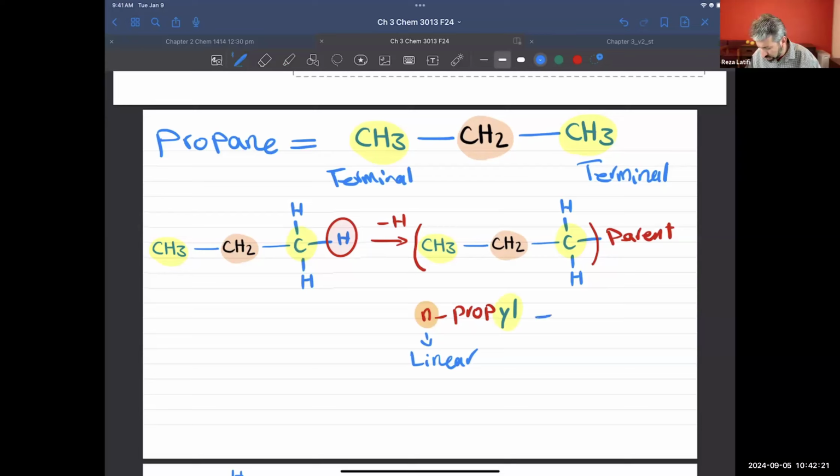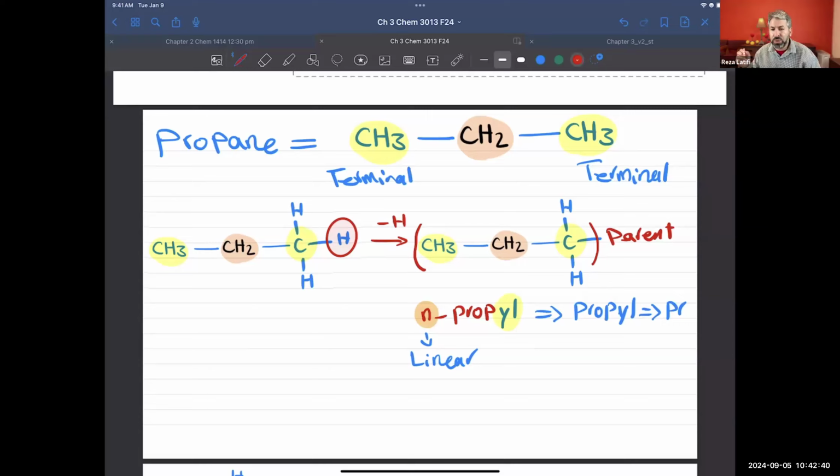What's the symbol for it? It's kind of the style these days to simply say propyl, and the symbol will be Pr.